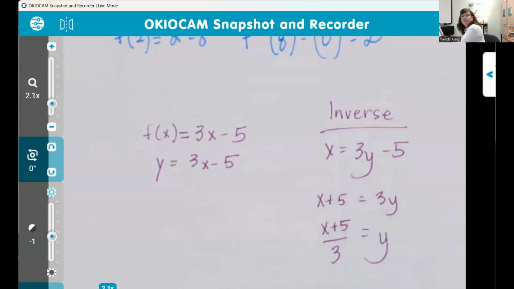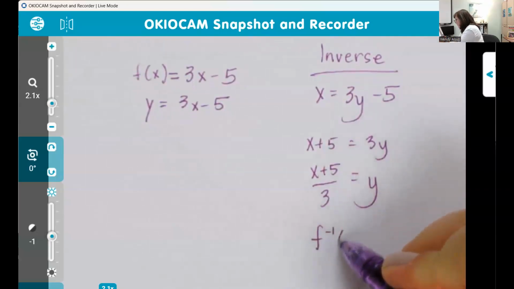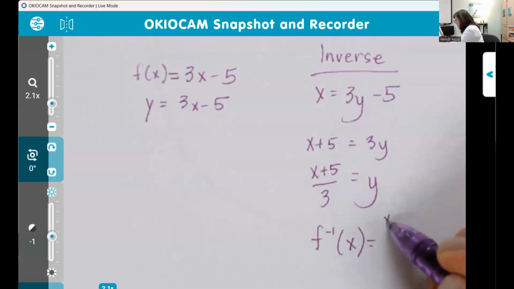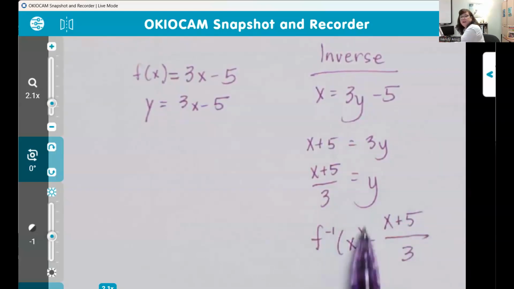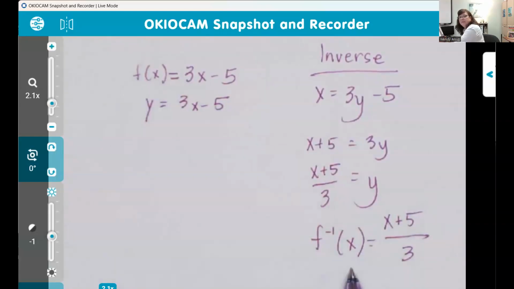So how would I say that then? I would say the f inverse of x is going to be x plus 5 over 3. This is the function that will undo that function. F of f inverse would just work out to be x. All right, let's go back to our PowerPoint.